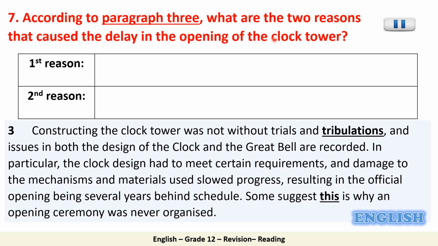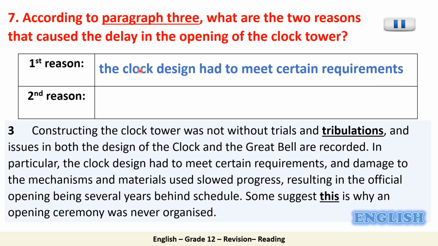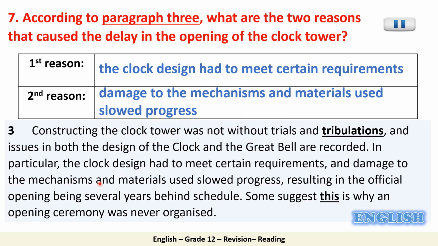Well, the question is asking you to identify two reasons that resulted in the delay in opening the clock tower. So what do you think? Constructing the clock tower was not without trials and tribulations and issues on both the design of the clock and the great bell are recorded. In particular, for example, the clock design had to meet certain requirements, and this is the first reason that caused the delay in the opening of the clock tower. Can you tell me about the second reason? Excellent. And damage to the mechanisms and materials used slowed progress.